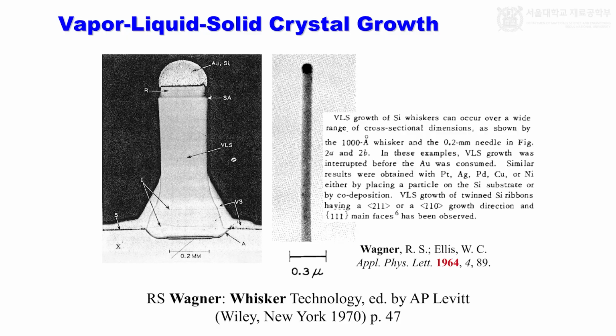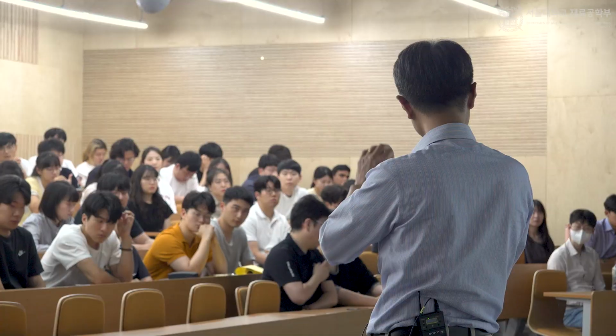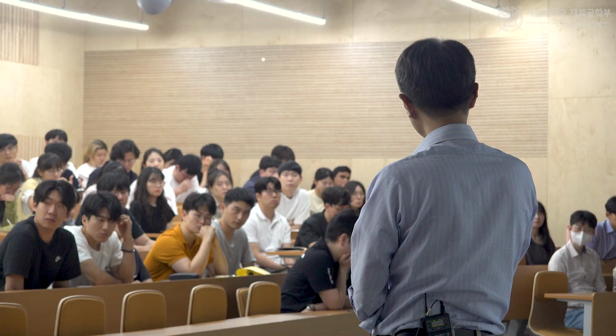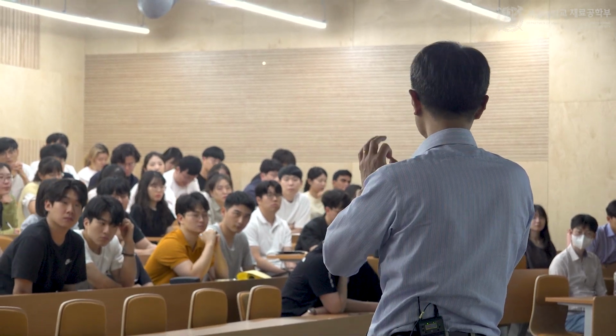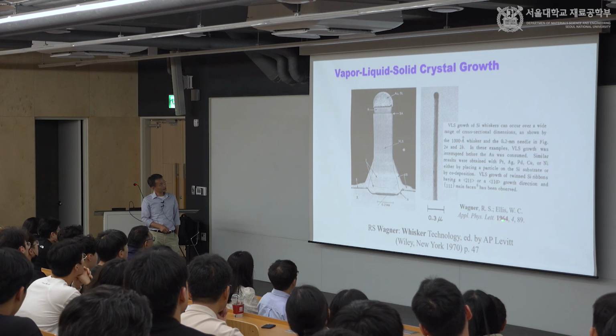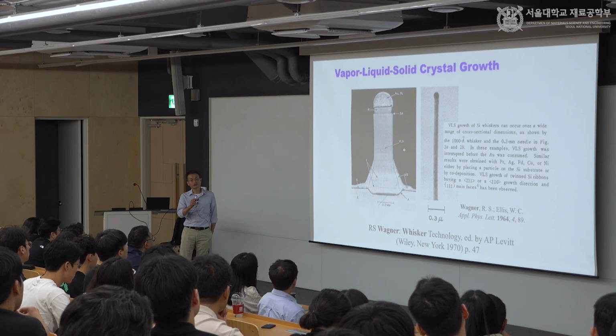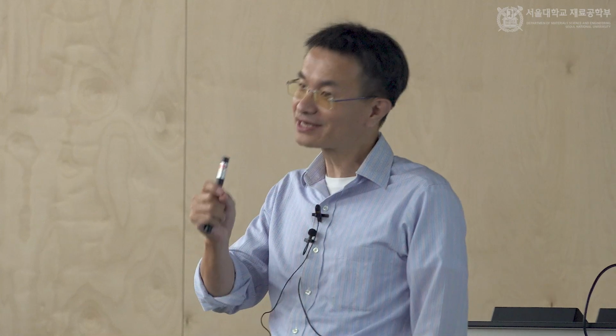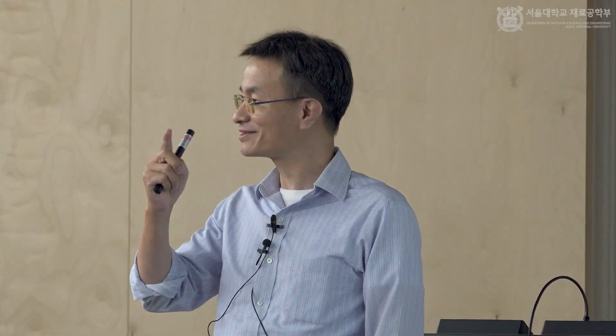Many of the methodologies we talk about in terms of how to make one-dimensional structures go back to this very old paper, back in '64 in APL, by Wagner at Bell Lab. Back in the 60s, Wagner studied one very special crystal growth methodology called the vapor-liquid-solid crystal growth method. And it turns out that flux line pinning leads to the birth of the nanowire research field. Let me explain why.